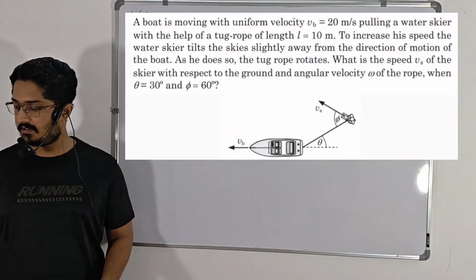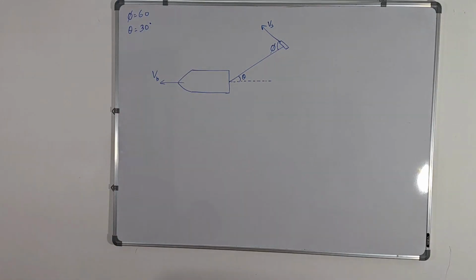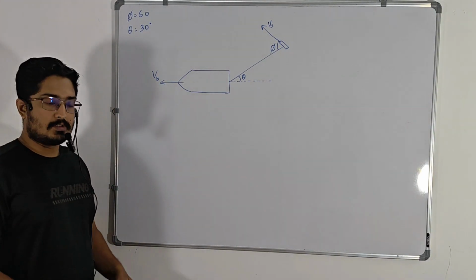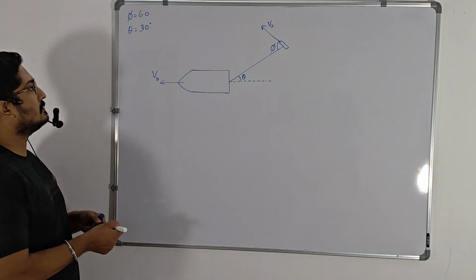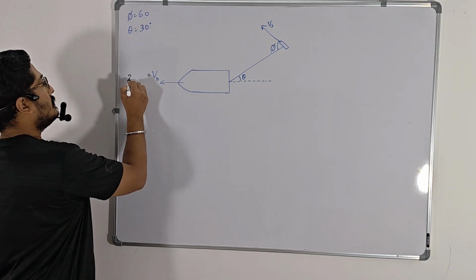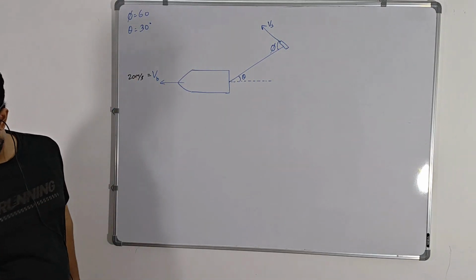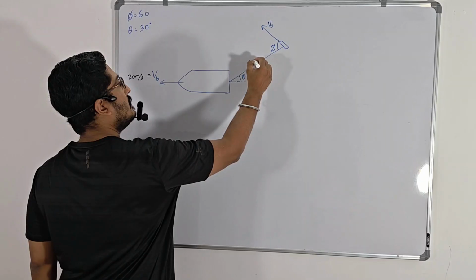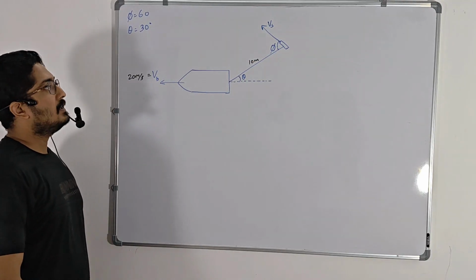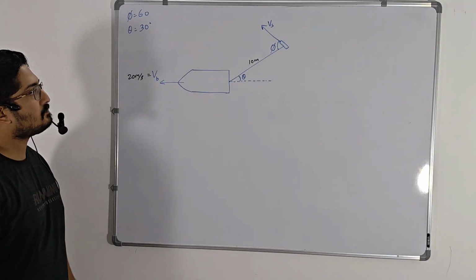So this is what the question is. Now based on that question, I have drawn one diagram here. You can check the diagram. The boat velocity as per the question is given as 20 meter per second. And the length of the tug rope that they have given is 10 meters. Theta is 30 and the phi value is 60.